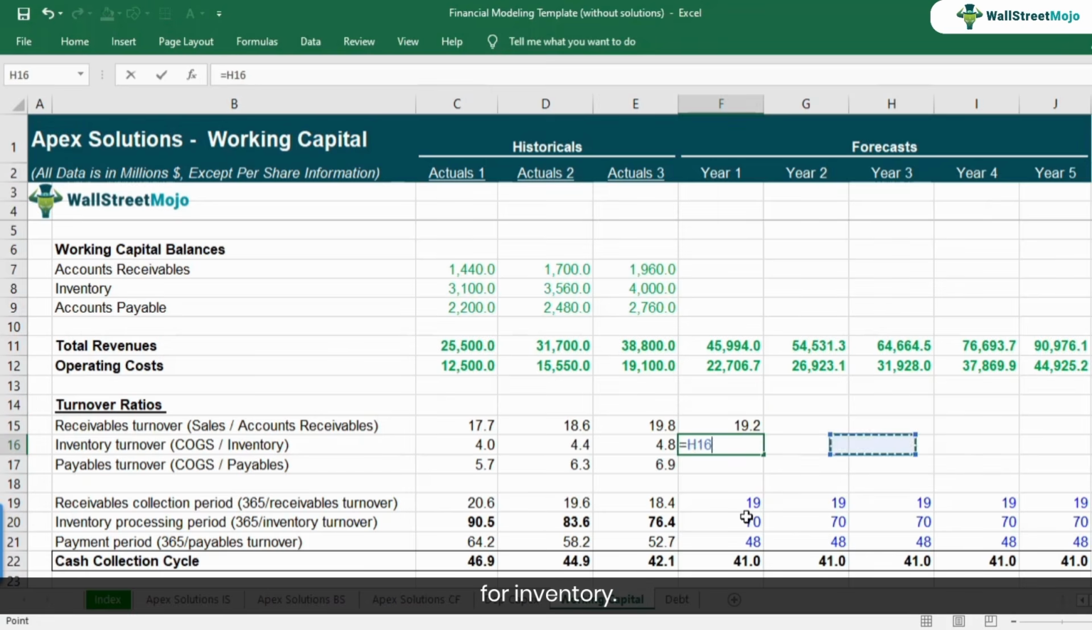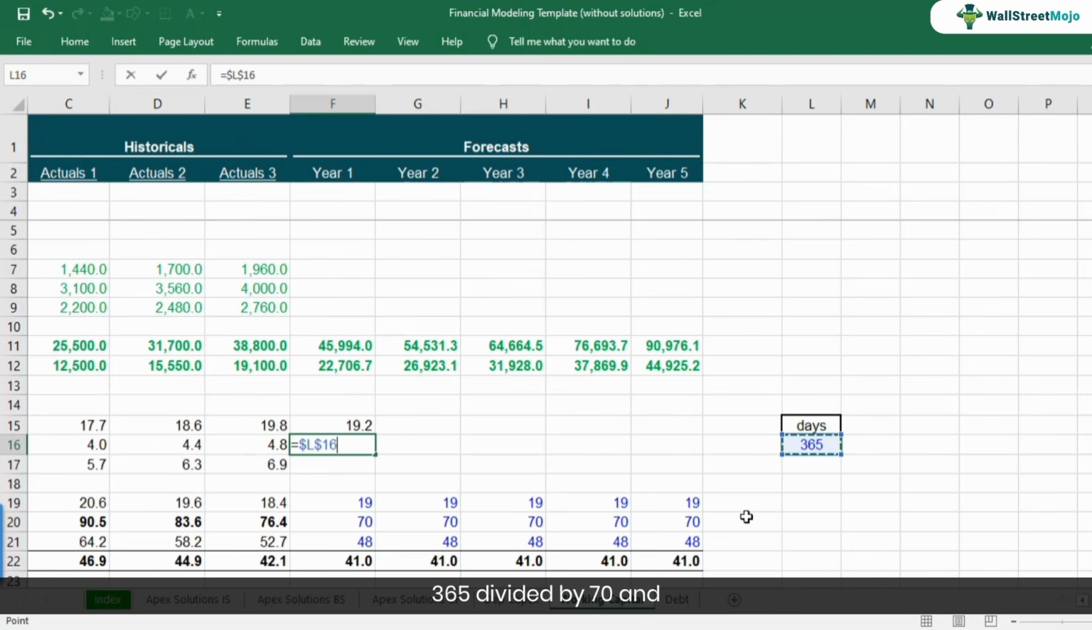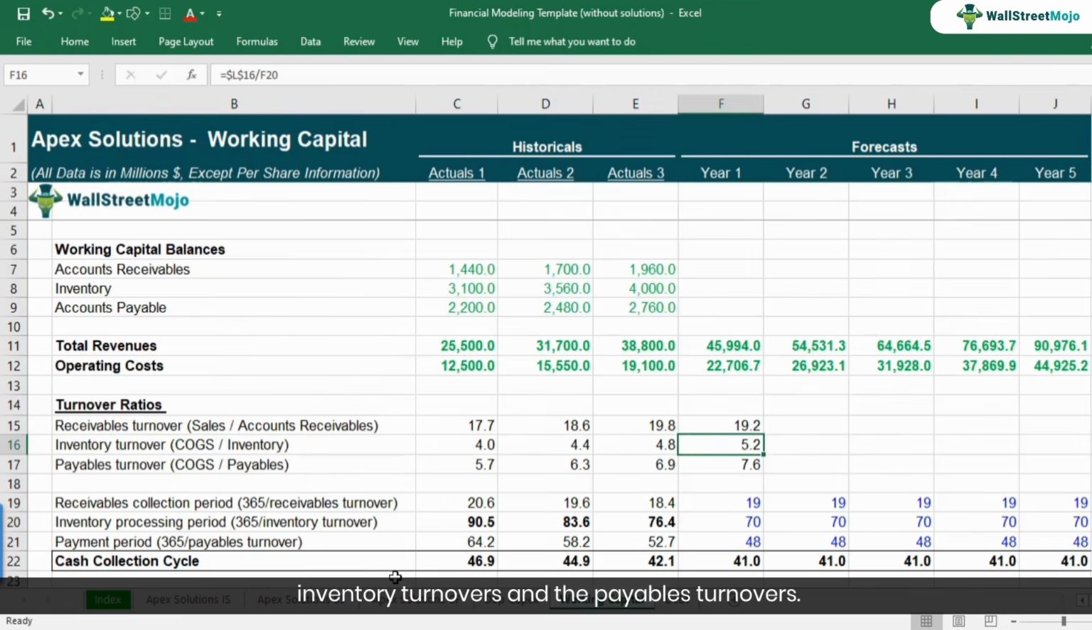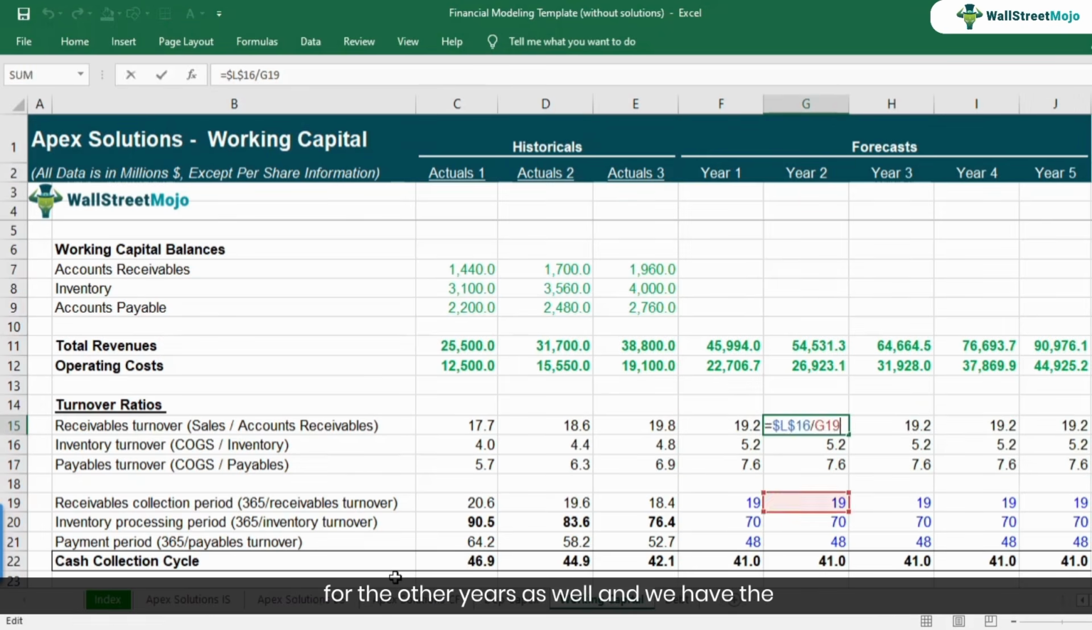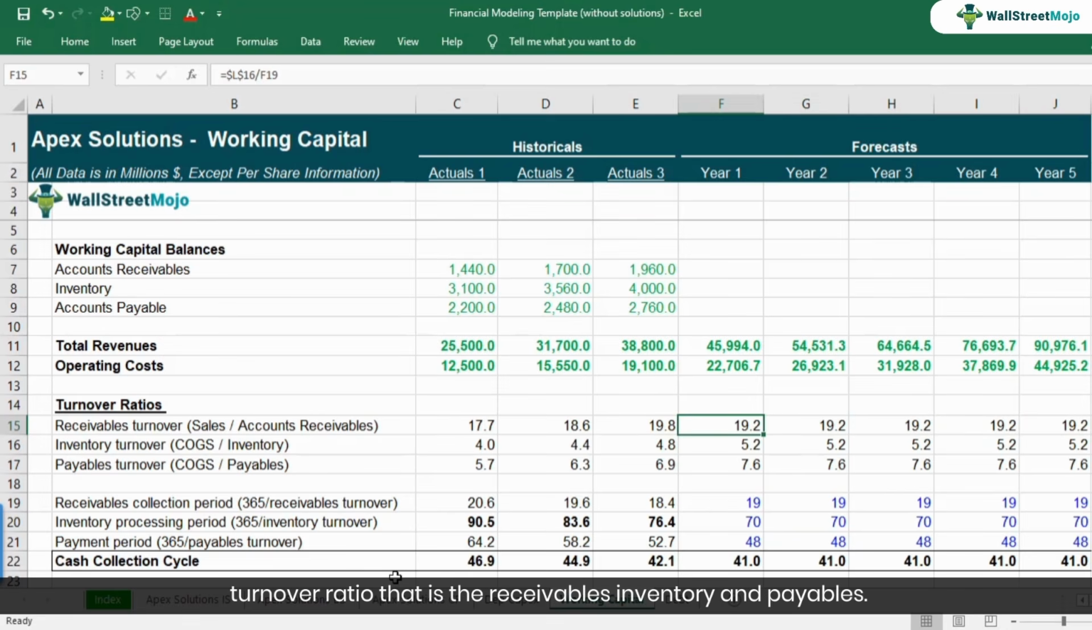Okay, likewise, let me do the same for inventory. This will be again 365 divided by 70, and in the third case it will be 365 divided by 48. So we get the inventory turnover and the payables turnover. I'll just copy and paste it across for the other years as well, and we have the turnover ratios, that is the receivables, inventory, and payables.